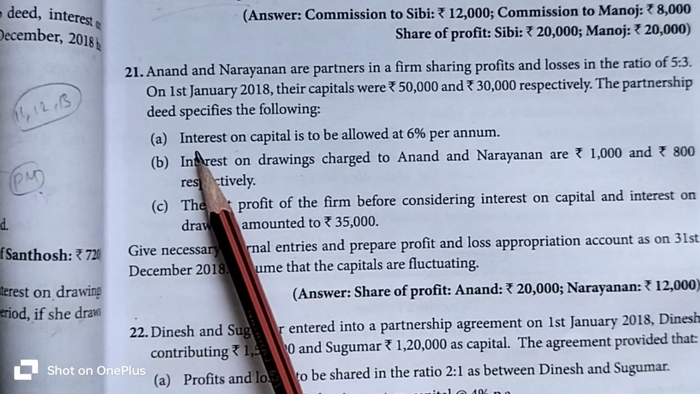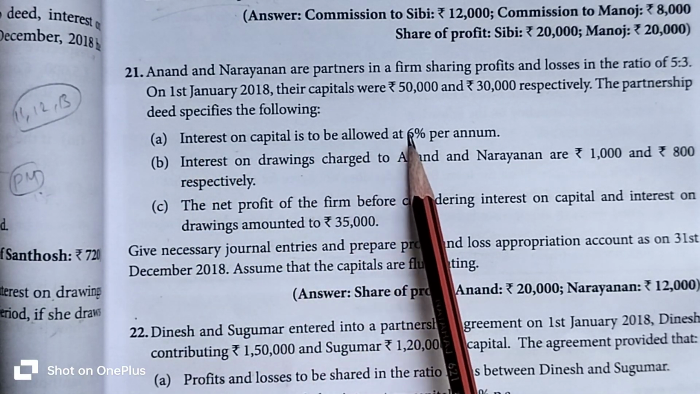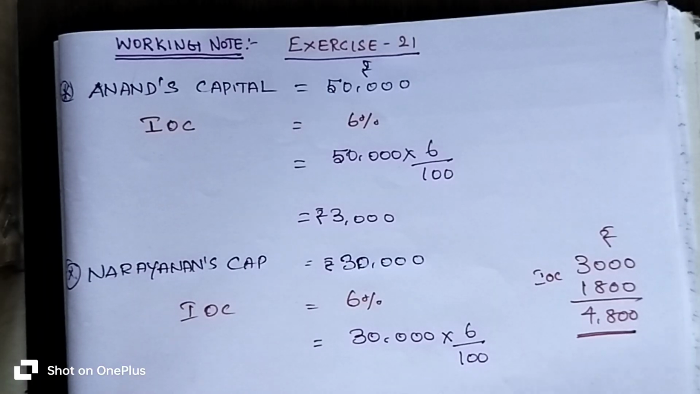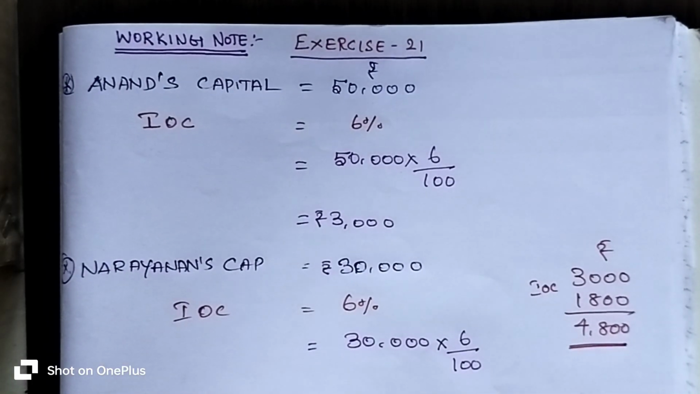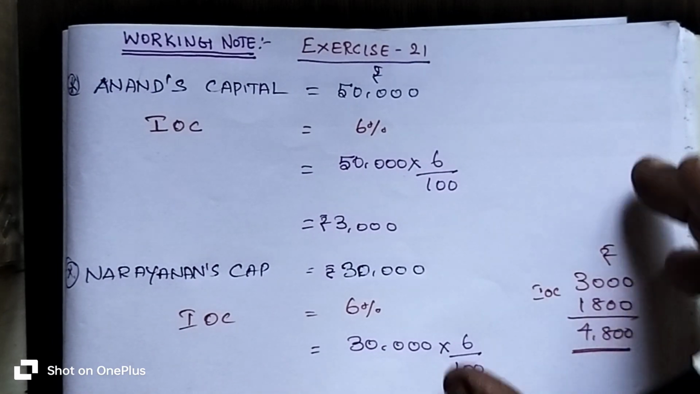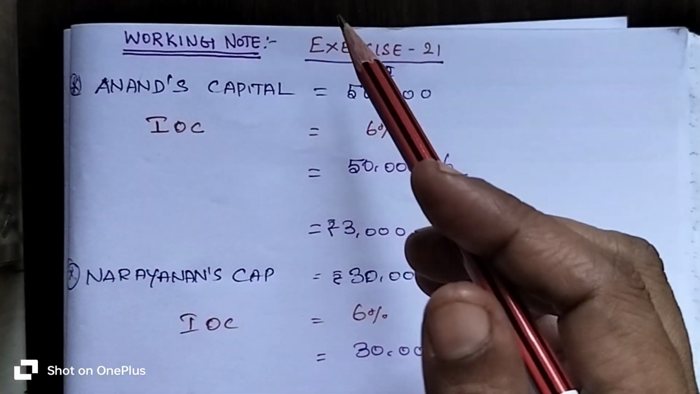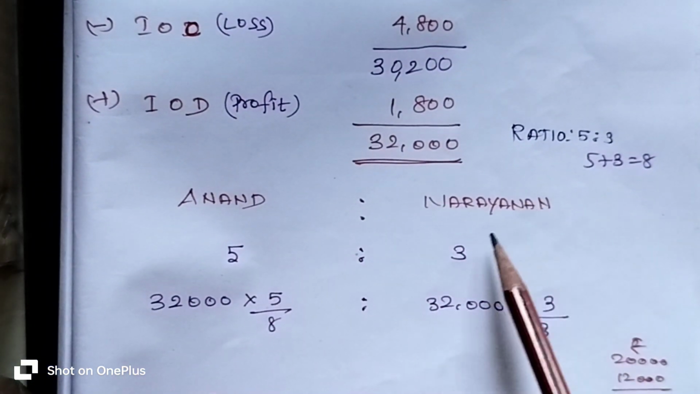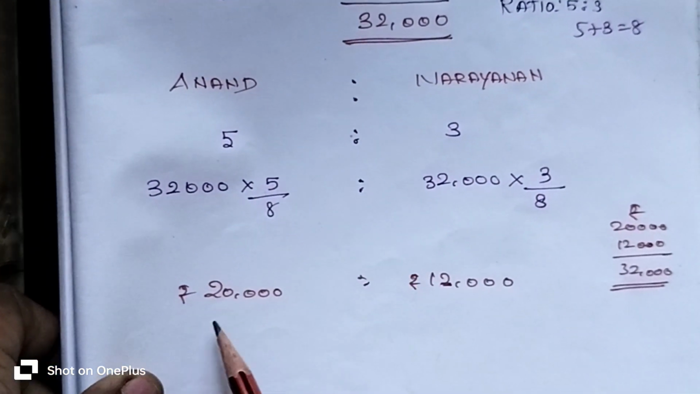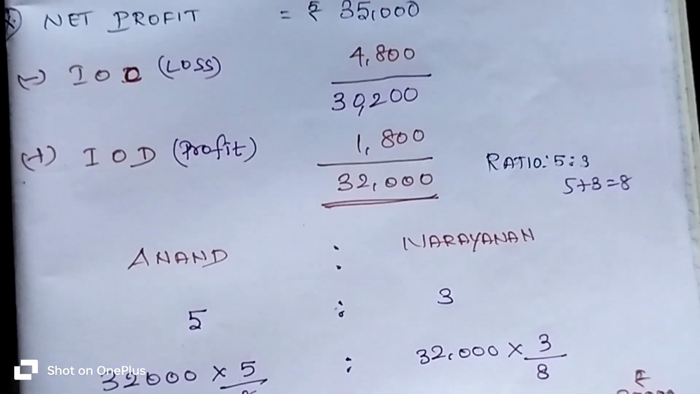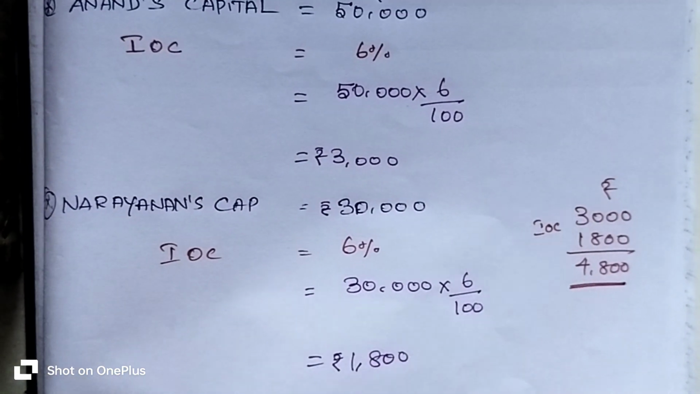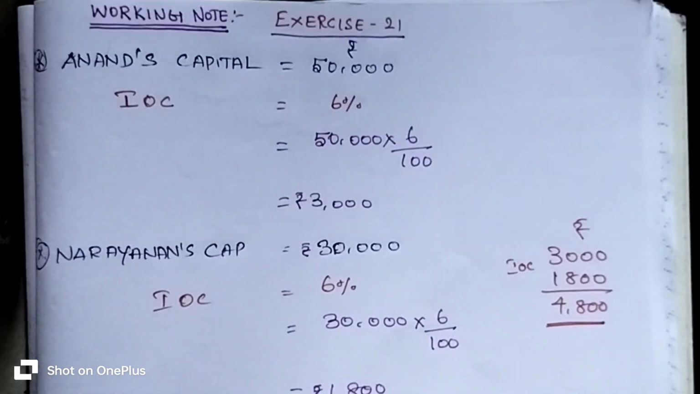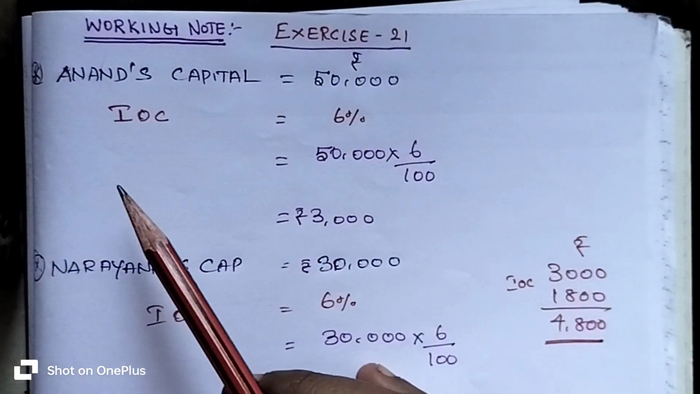Okay, first question is interest on capital is to be allowed 6% per annum. Now we are going to calculate the interest on capital. Before that, you should neatly write the working note for interest on capital, net profit and ratios between Anand and Narayanan. Okay, so you have to prepare it in a rough sheet in the examinations. First we are going to calculate the interest on capital.